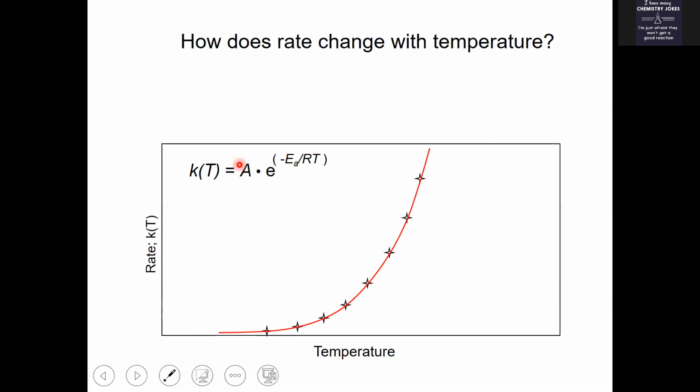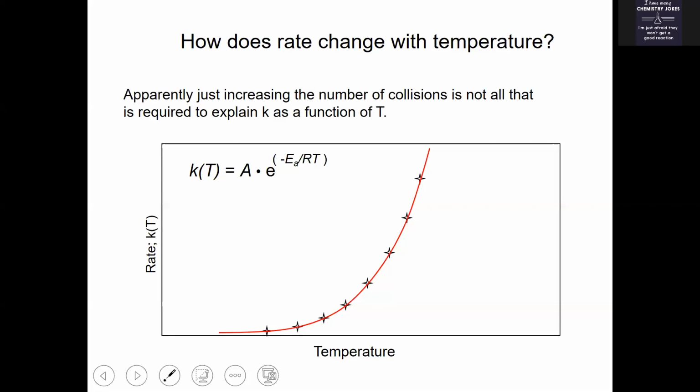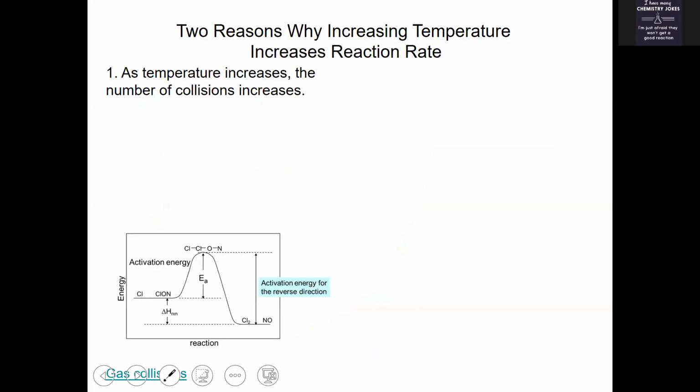That A term is called the collision frequency, the frequency factor. That term is different for different reactions, but it can be considered constant over a pretty large temperature range for a specific reaction. So the number of collisions is obviously a factor in determining how the rate changes as a function of temperature, but that's not the only thing to consider. As you increase the temperature, the number of collisions increases. That's why the rate gets faster.